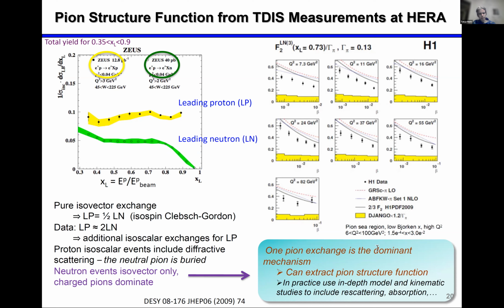Yeah, so in this case, the main thing was simply to say that there are many studies being done, but you can identify a pure isovector exchange, which is shown here. Leading proton should be 1/2 a leading neutron. The data show something a little bit different, so it just shows additional isoscalar exchanges for the leading proton. From this, one can conclude that the isoscalar events also include the diffractive scattering, so that the neutral pion is basically buried. It's not of interest here. And so you have only isovector neutron events that contribute, which would imply that the charged pion process is the dominant process.